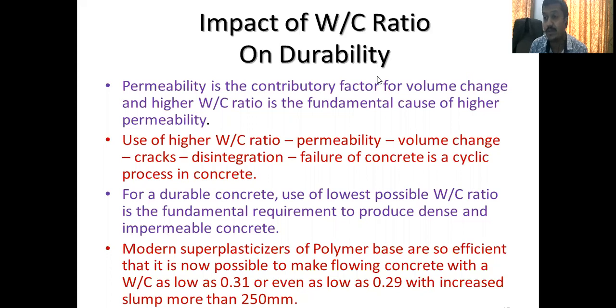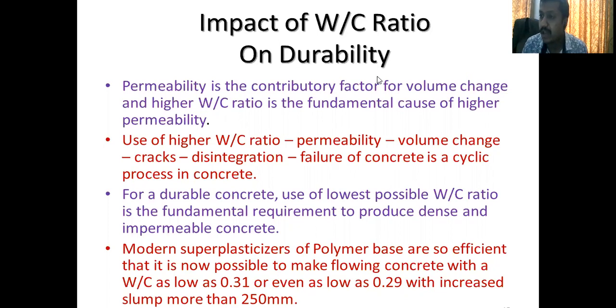So whether it is a good sign? No, definitely not. So to make the structure durable, to make the concrete durable, it is recommended to use the lowest possible water cement ratio, to produce dense and impermeable concrete, so that water is not going to percolate, water is not going to enter that particular structure.